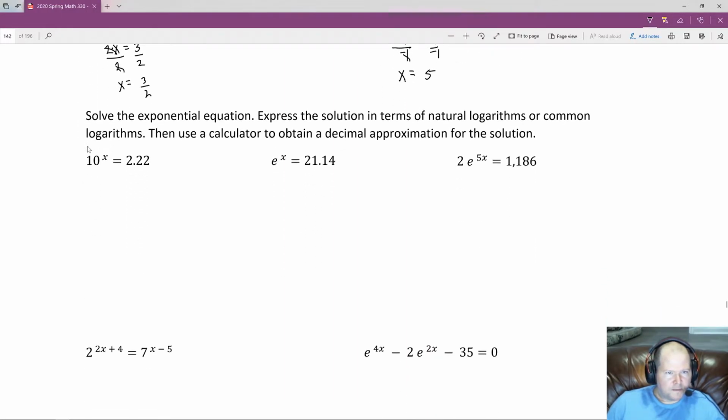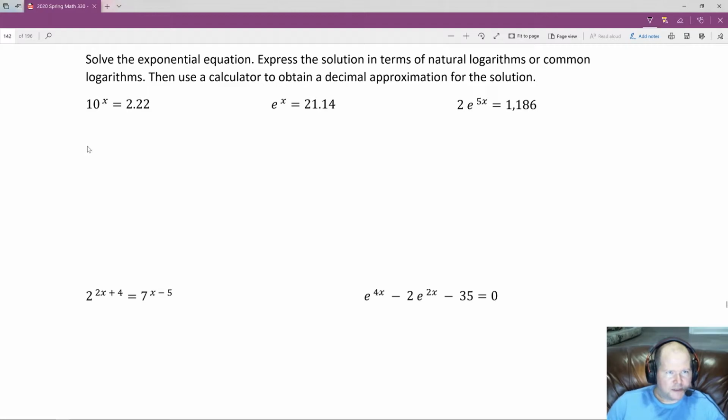I'll go down a little bit more. Solve the exponential equation. Express the solution in terms of natural logarithms or common logarithms. Then use a calculator to obtain a decimal approximation for the solution. All right, so the first one.